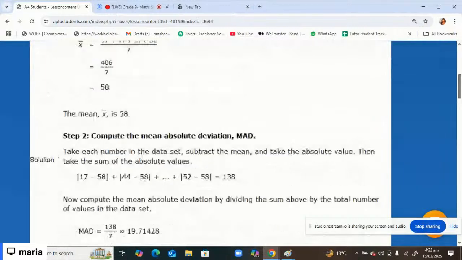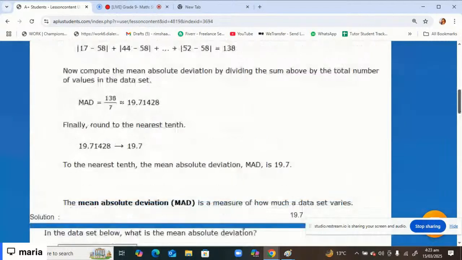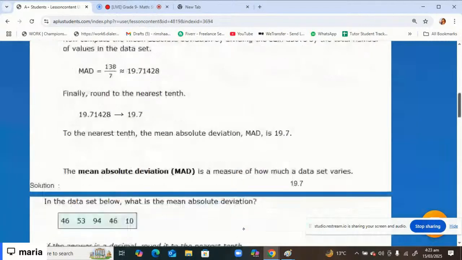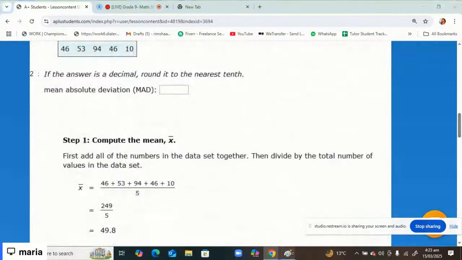When we take the absolute value, all the negative digits become positive. Then in the end, we divide this sum of absolute deviations by the number of values, and this is the way we find the MAD. After that, rounding is up to you. Let's do this question. Let me write it here.